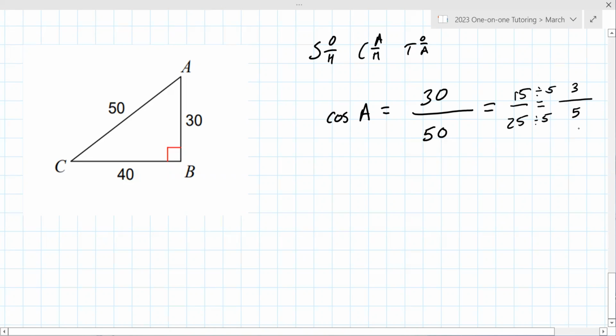Good. Now, if you need a calculator, if you want to have one out, I'm not anti-calculator at all. So if you want that to help you today, please do.